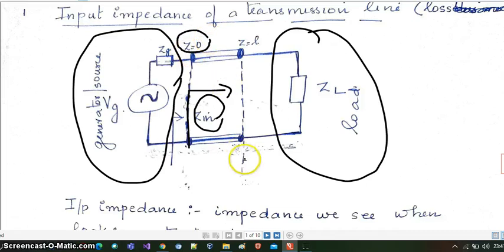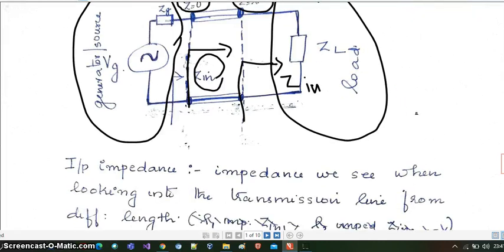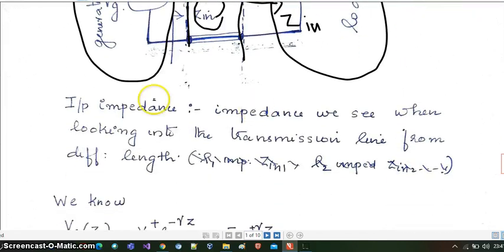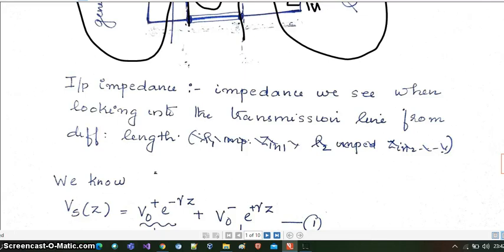Okay, so if I am marking like this, and if I am marking like this Zin, then I can say this is the input impedance I see when I am standing at point Z equal to L. That is input impedance. It is the impedance we see when looking into the transmission line from different length.